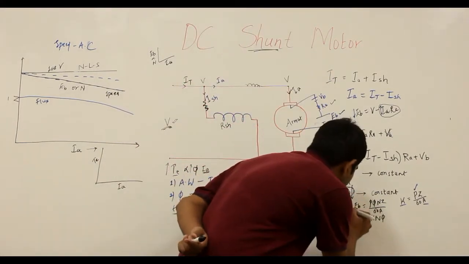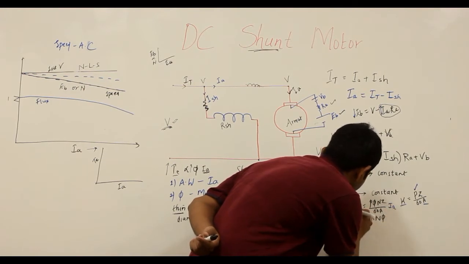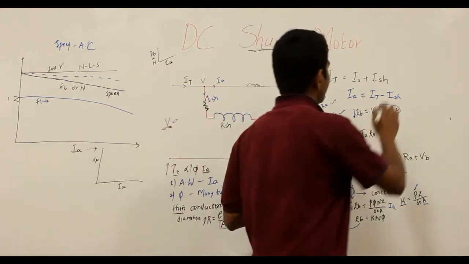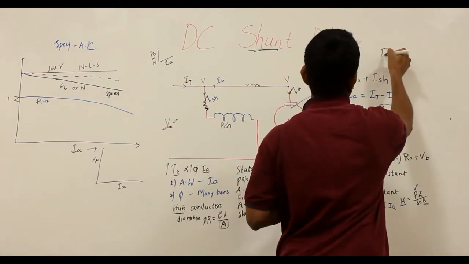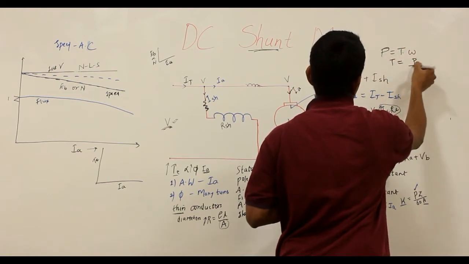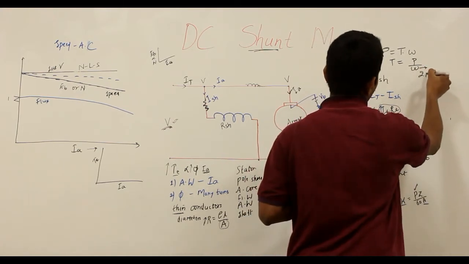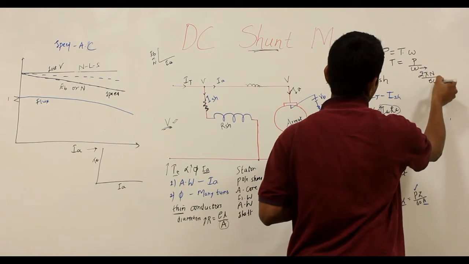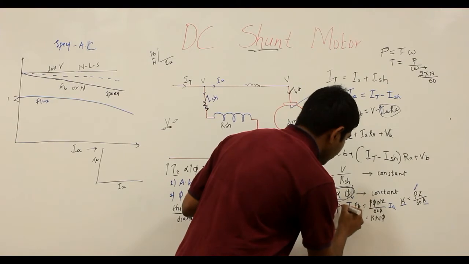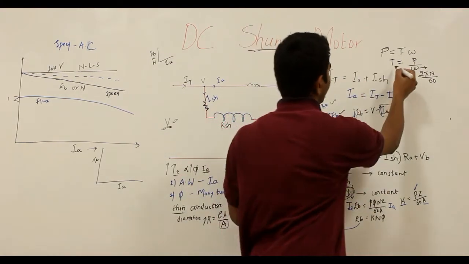If I multiply this with I on both sides, this will be my power. This is the true effective power. I know that power is given by torque into omega, so the torque is given by P upon omega, where omega is nothing but 2 pi N upon 60. So power upon omega gives me the electromagnetic torque.